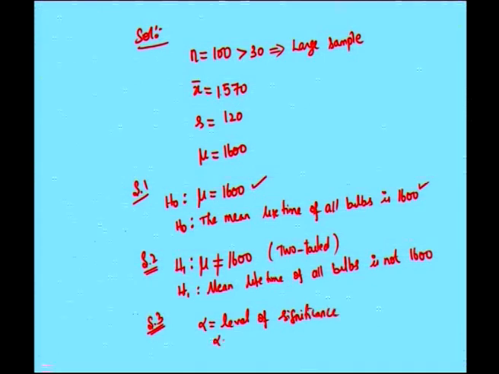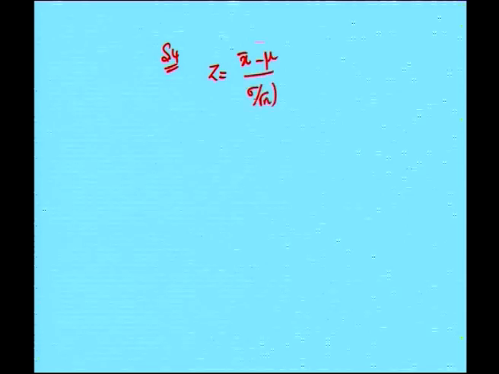And alpha is given to be equal to 0.05, that is 5%. It means that 5% is taken as a risk level and the remaining 95% you are confident about the result. Step 4, compute the statistic Z is equal to x bar minus mu divided by sigma divided by root n.